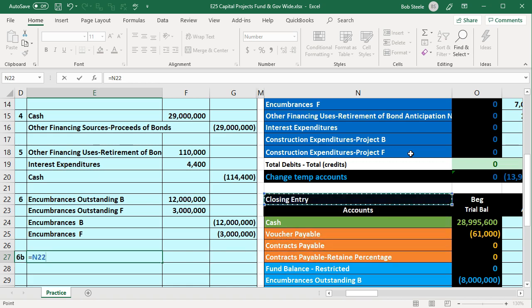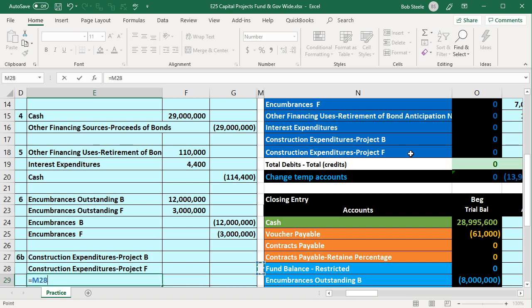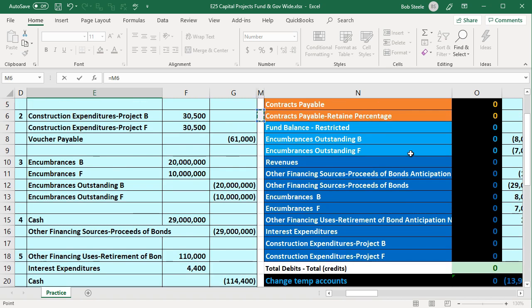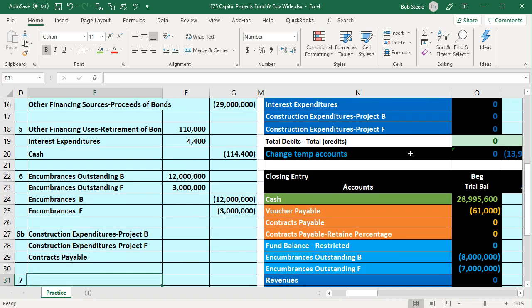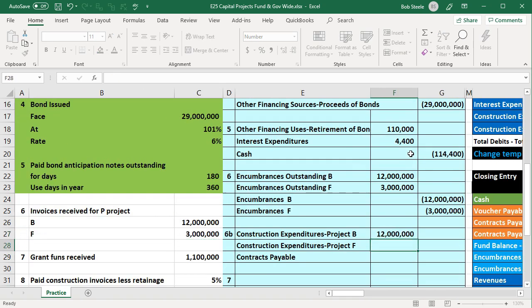So this will be equal to the construction expenditure for B, and this will be equal to the construction expenditure for F, and then we're going to put the difference into the payable, this being a short-term payable, and therefore it's going to be on our fund here, which is on a modified accrual, and we're going to put it into the contracts payable. So this is going to be equal to the 12. This will equal the 3. This will be our plug formula, negative sum of these, and there we have it.